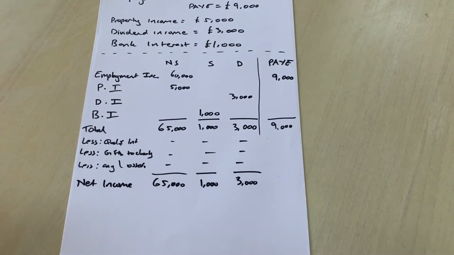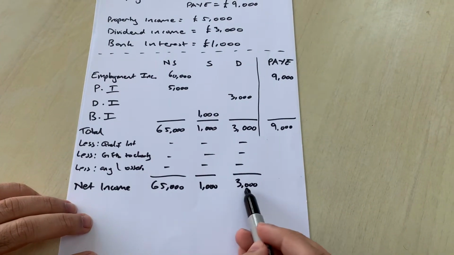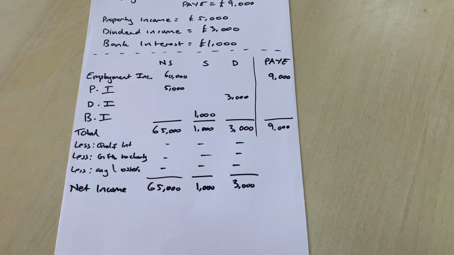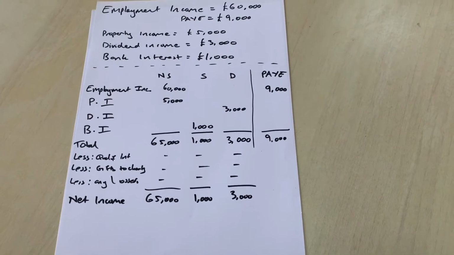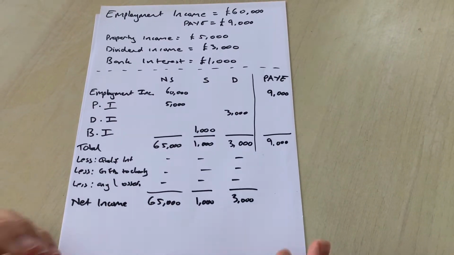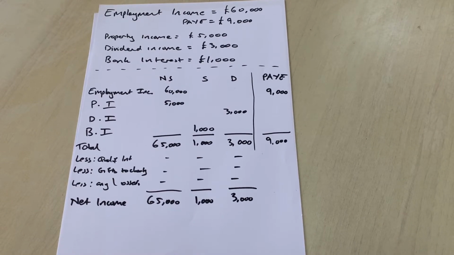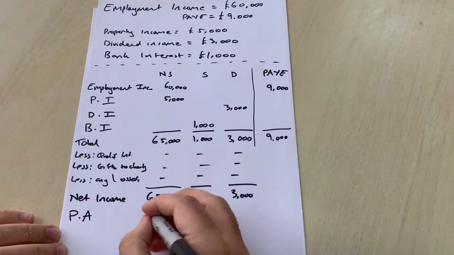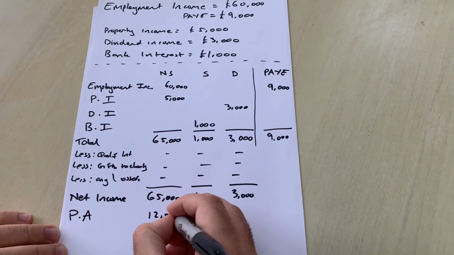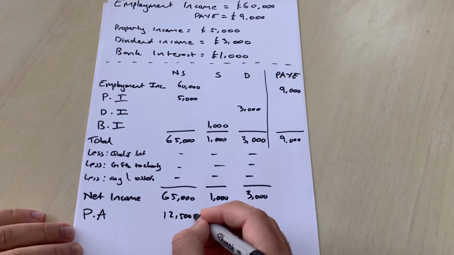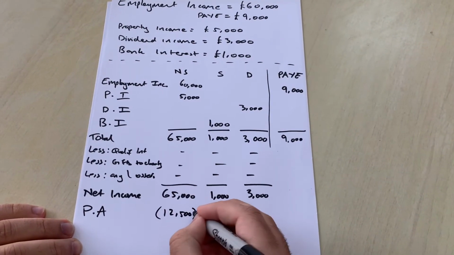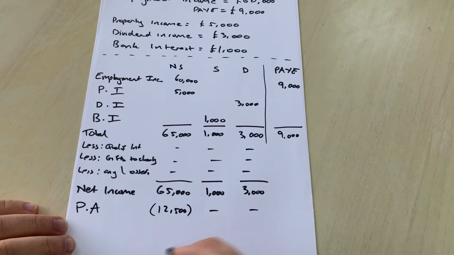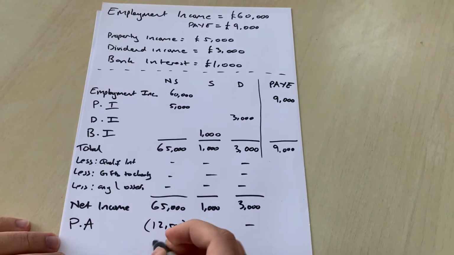Now let's look at our personal allowance. Our net income in total is £69,000, and given it's less than 100,000, as we discussed in my first video on income tax, we are entitled to the full personal allowance of 12,500. So I'll put personal allowance as PA, and our full 12,500. If it can go into the first column on non-savings, we put it in the first column. And given there's no remainder, because it doesn't even cover the full 65,000, we get none carried over to the savings or dividends income.